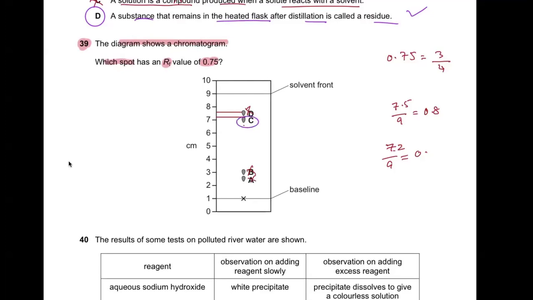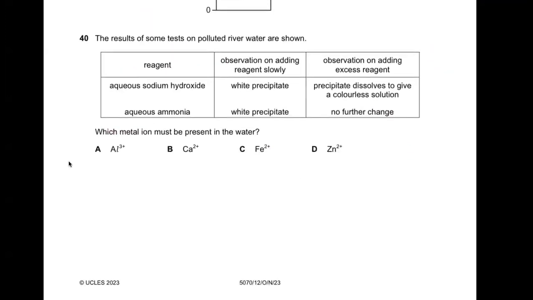Yes. Okay. Now MCQ number 40. The results of some tests on the polluted river water are shown. Okay. Aqueous sodium hydroxide, white precipitate. Precipitate dissolves to give a colorless solution. So if this is the case, then if you recall, it can be either aluminium or zinc. Then aqueous ammonia, white precipitate, no further change. So it doesn't dissolve. So it means it's aluminium for sure, and zinc would be excluded. So it's A. So B, C, and D go wrong, and A is the correct answer.